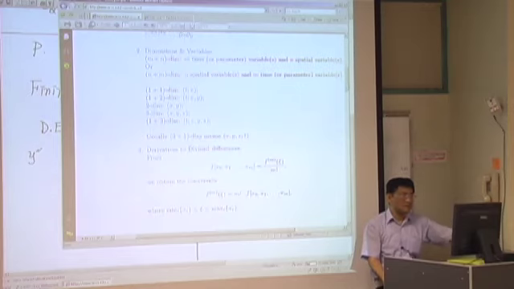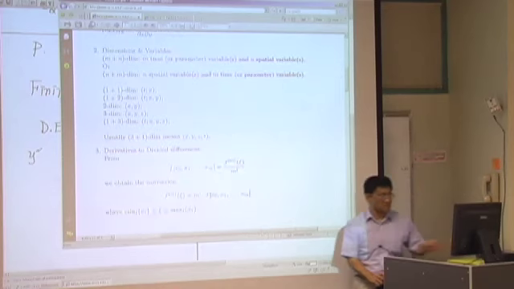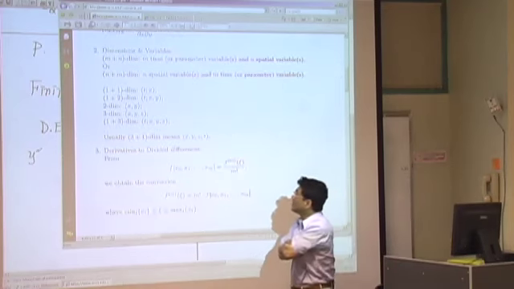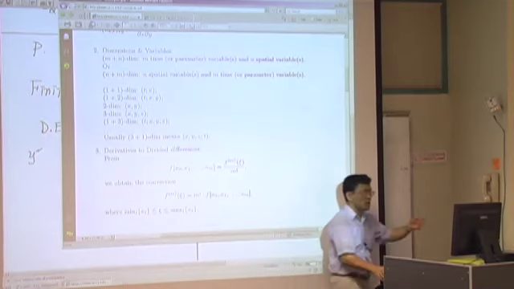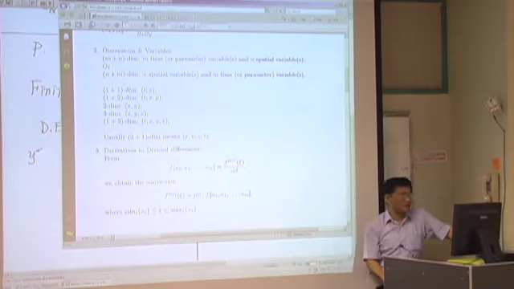And then dimensions and variables need special explanation. Sometimes we say 1 plus 1 dimension, meaning one time variable, right? One temporal variable and one spatial variable x, right? While 1 plus 2 dimension means one temporal variable, right? And then 2 spatial variables.